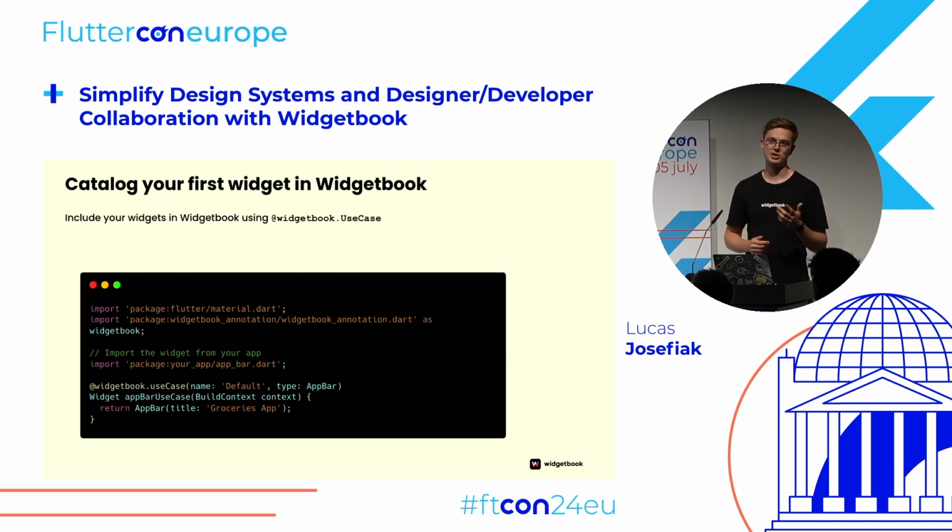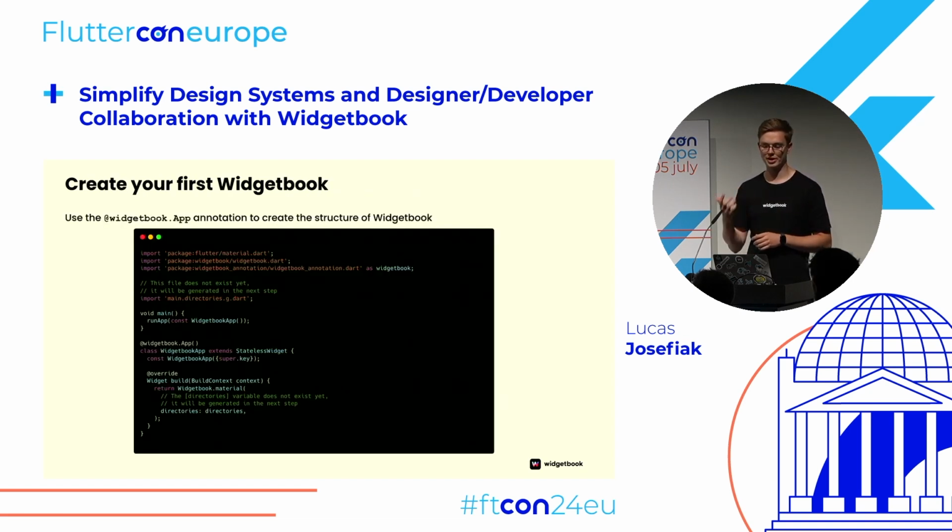And what's now important is that you need to mock all the required parameters for that app bar. In our case, the required parameter is title, and you've got to provide the mock. In our case, it's just a string, so we wrote groceries app as a mock, and that's all you've got to do.